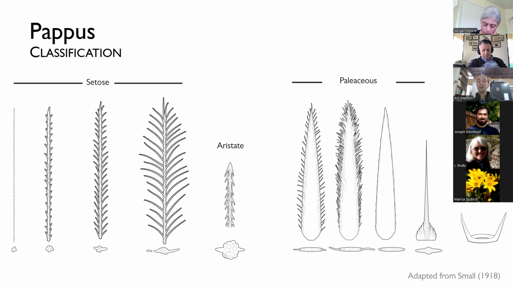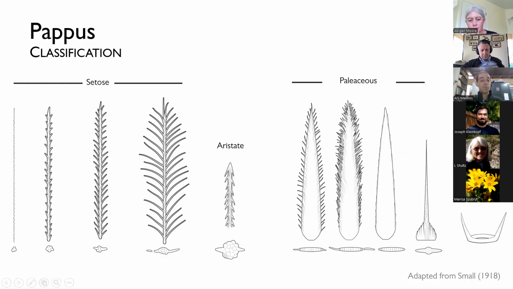Then we have the aristate Pappus, which is composed of awns. Then there is the paleaceous Pappus, which is composed of scales or flattened elements of varying size and consistency. And lastly, there are the coroniform Pappuses, which are like a small crown around the top of the cypsela. They can be like a whole membrane, or they can be more or less differentiated into tiny scales. And there can also be combinations among these types of elements, as we will see now.